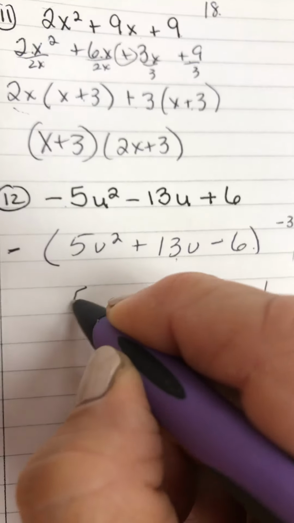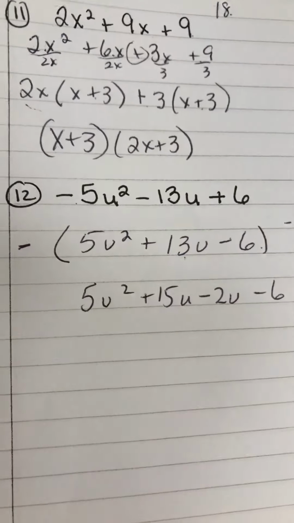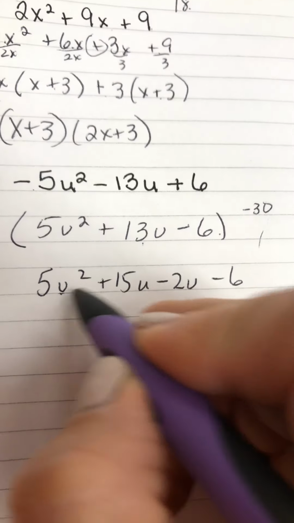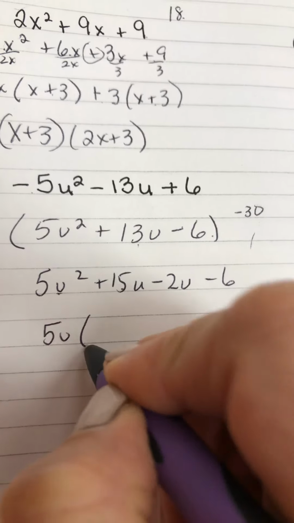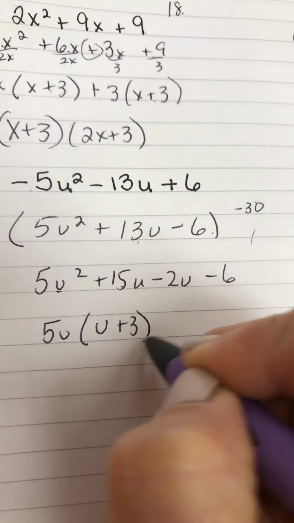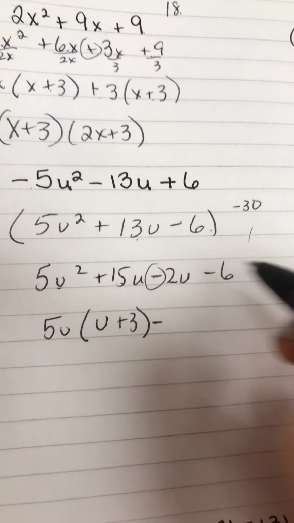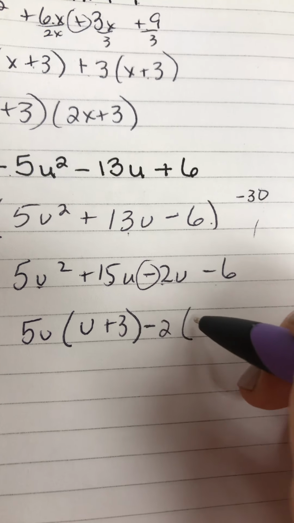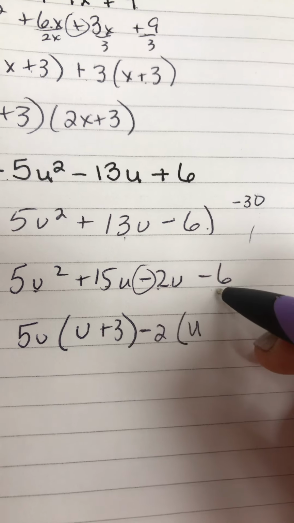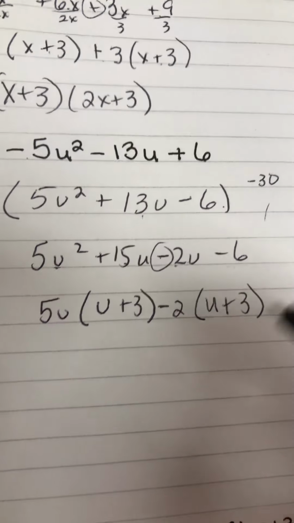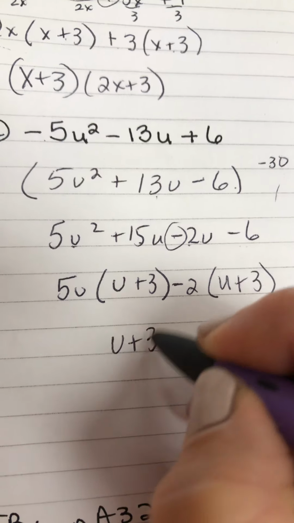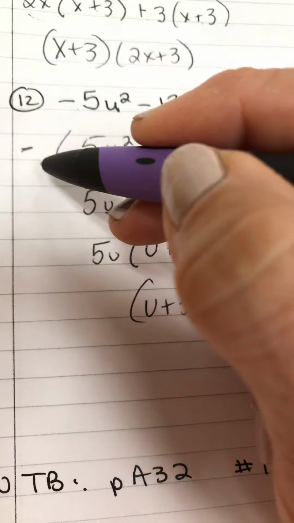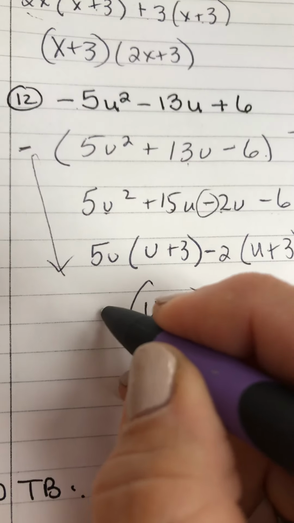Minus 6, 5u squared. I'm not even going to worry about that negative right now, so I don't get it all yucky mixed in. What's common to these two is a 5u, which leaves you with u plus 3. Bring down the negative sign. What's common to these two is a 2. If I take a 2 out of that, I'm left with u. If I take a 2 away from this, I am left with positive 3. So that gives me u plus 3 and 5u minus 2. And now don't forget, just bring this negative down right in front.